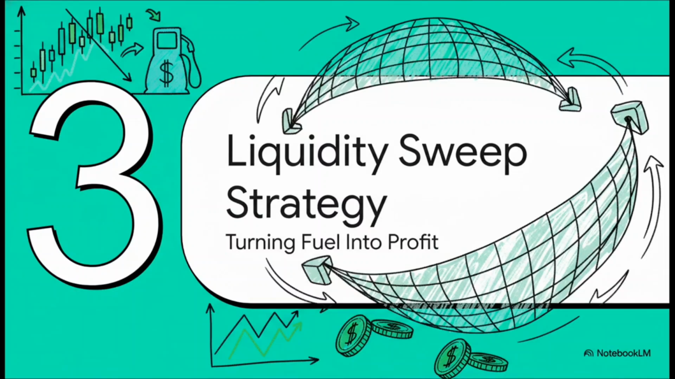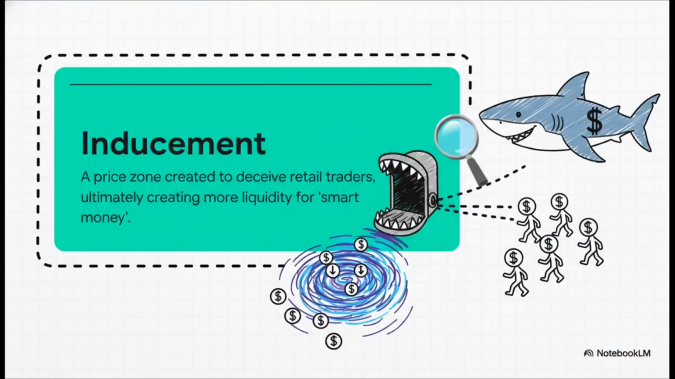All right, so now we know where to find the fuel. How do we actually use that knowledge to our advantage? This brings us to the heart of it all. The liquidity sweep strategy. Okay, to really nail this strategy, you have to get this one key idea, inducement. An inducement is, well, it's a trap. It's a price area that looks like the most perfect, obvious entry point you've ever seen. It's designed to trick retail traders into jumping in, but its real purpose is to build up that big pool of liquidity, all their stop losses, so the market can sweep it all up later.